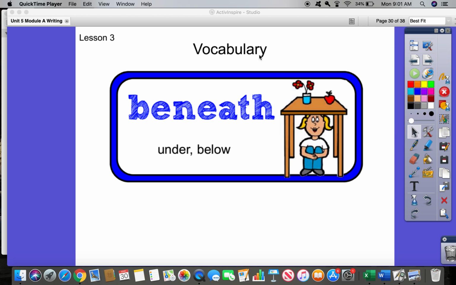So for lesson 3, the vocabulary word is beneath. Beneath means under or below. So you can see that this girl is hiding beneath the table.